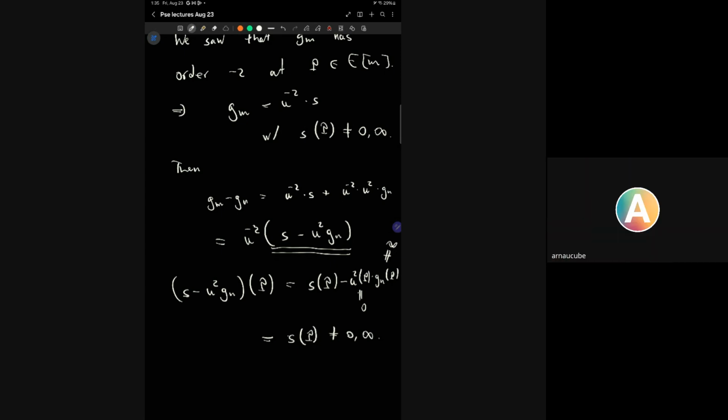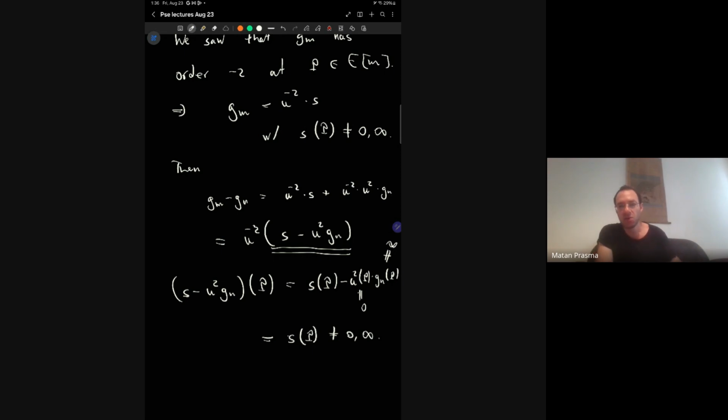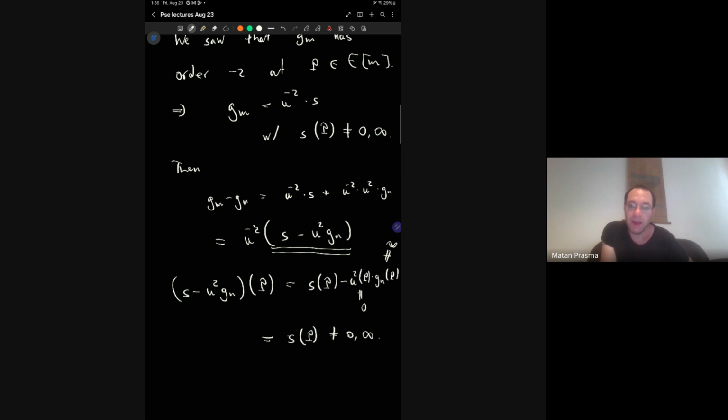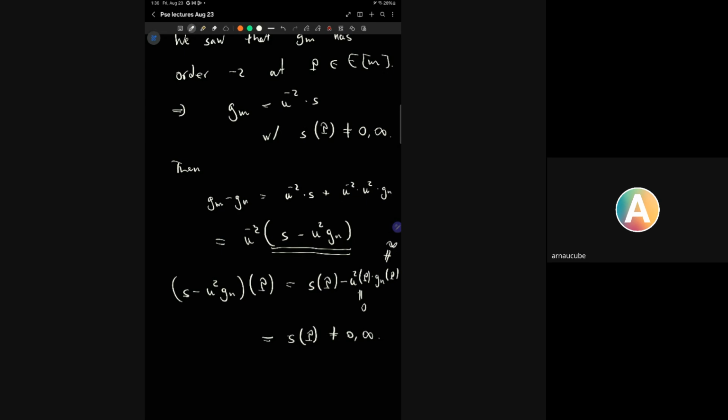Sorry, I'm not sure. It's a fact that I'm not following. Why does Gm minus Gn have order minus 2 at P? So you say that you are showing this based on the fact that Gm has order minus 2. Yes, this is something we proved in a previous proof session. Okay. I was not finding it, but if we already saw this, I will look for it later.